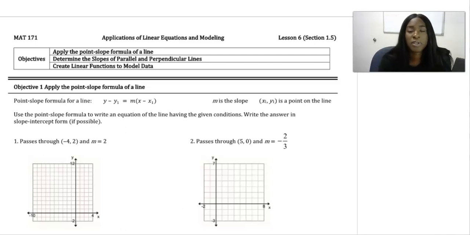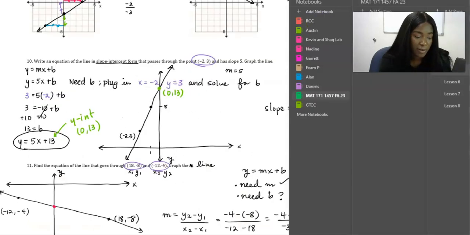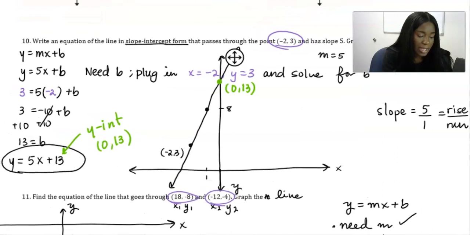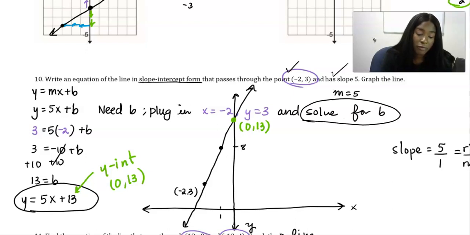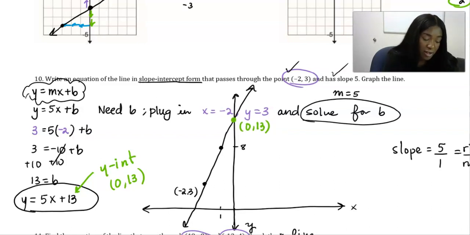So starting off with the point slope form of a line, if you think back to the previous lesson where we talked about slope intercept form of a line, specifically, let's look at example 10 from the previous lesson. In example 10, they gave us a point on the line and they gave us the slope of the line. And what we had to do in order to write the equation for the line is we had to solve for b, because what we talked about in the previous lesson was the slope intercept form of a line. So we already had m, we plugged in x, we plugged in y, and we had to go solve for b.